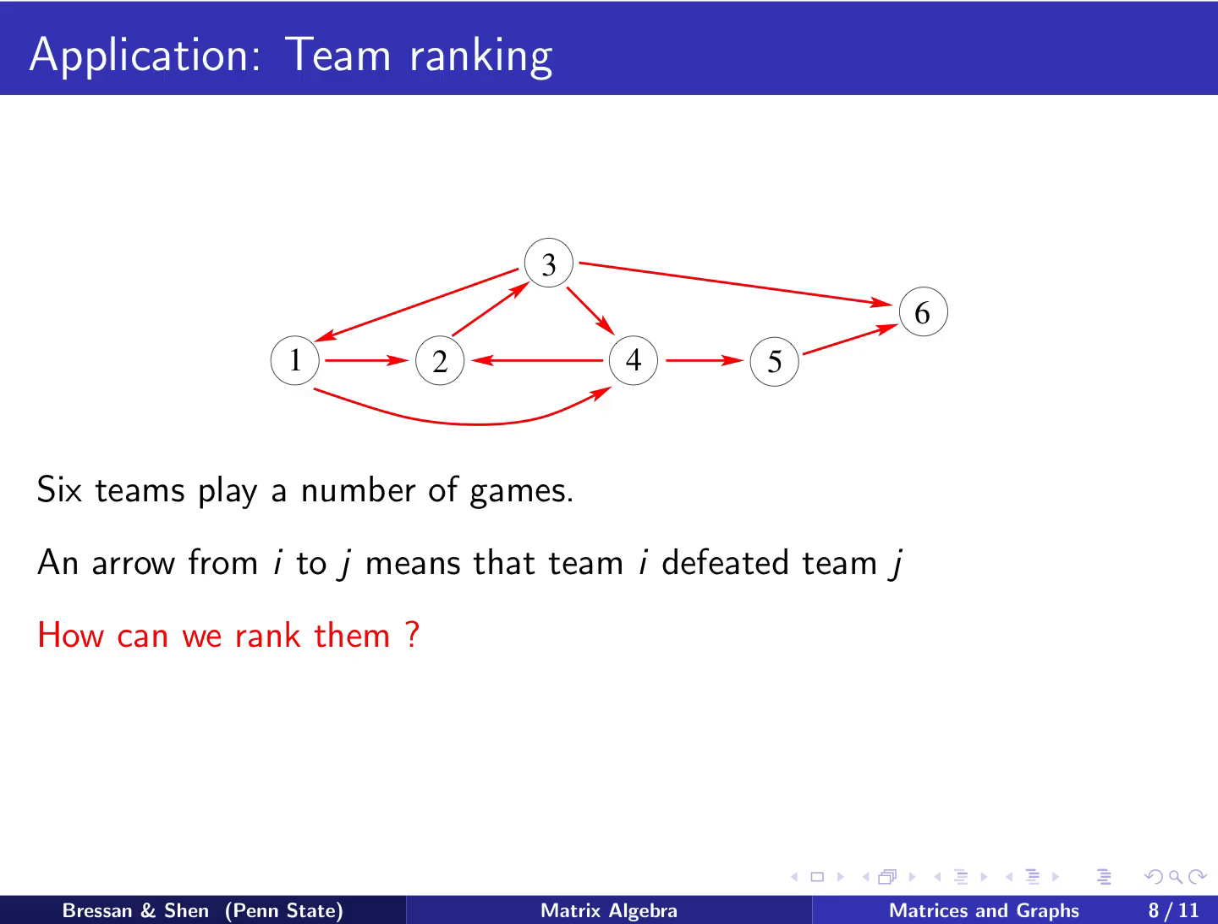So we draw a graph here where if you have an arrow from i to j, that means team i beat team j. So here team 1 beat team 2 once, and then team 2 beat team 3 once, but then team 4 beat team 2 once. Okay, so on and so forth. So finally we have a digraph like that, and the question is now, how can we rank them? Who would be the top team here?